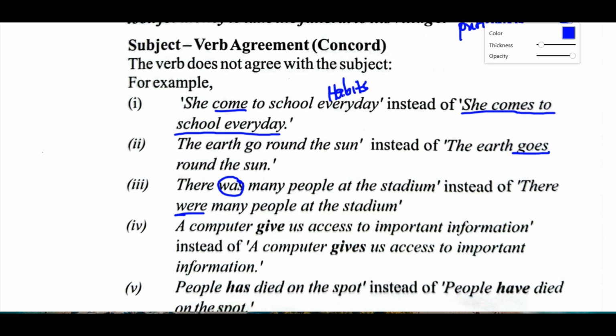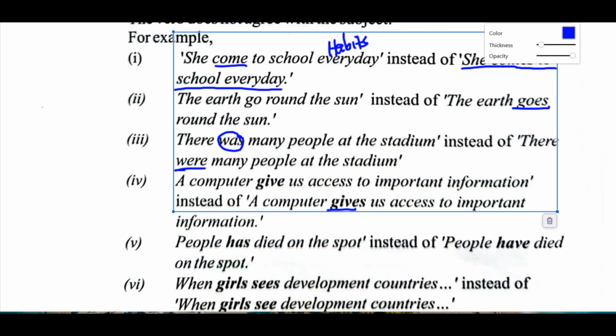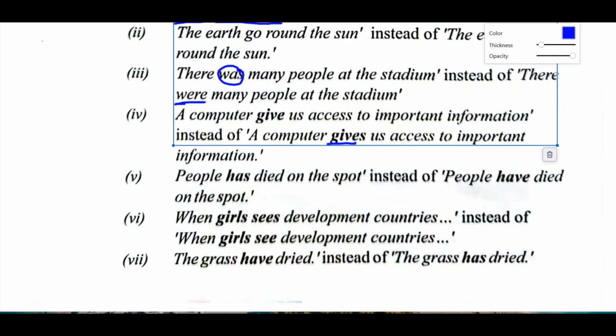"A computer give us access to important information." Instead, "a computer gives us access to important information." Then we have this one. "People has died on the spot." We can't use "has." "Has" is used when it's singular. She has, he has. Now, since it's plural, we are supposed to say "have." "People have died on the spot."